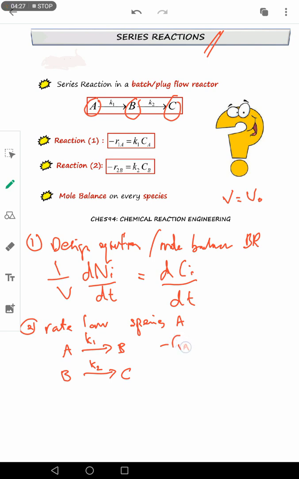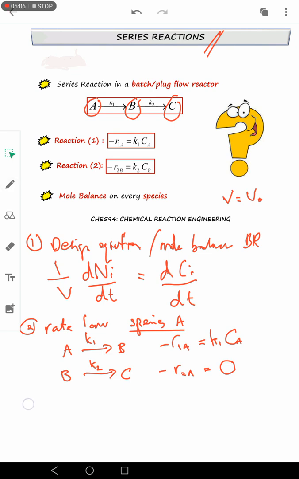So meaning that the rate law for this one, kita akan dapat K1 CA. Katalah this is an elementary reaction. For this, negative r2A, I may put it as 0 sebab kita tengah cari rate law for species A saja kan. So for the second one, the r2A is 0 because why? There is no species A over here. Betul tak? So meaning that the rate law for species A is only this one.